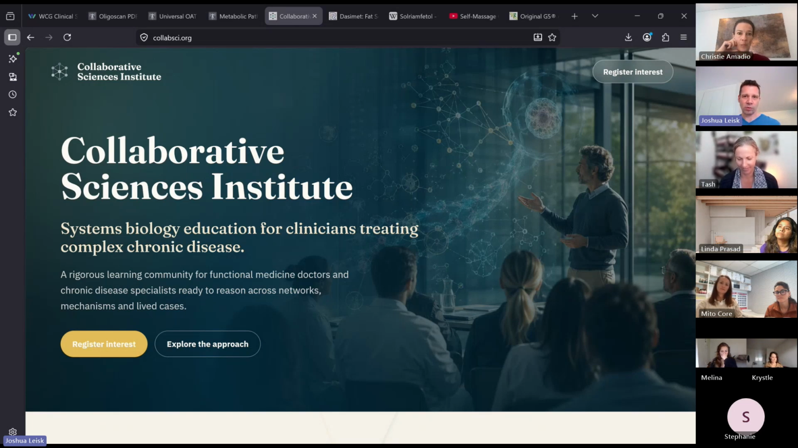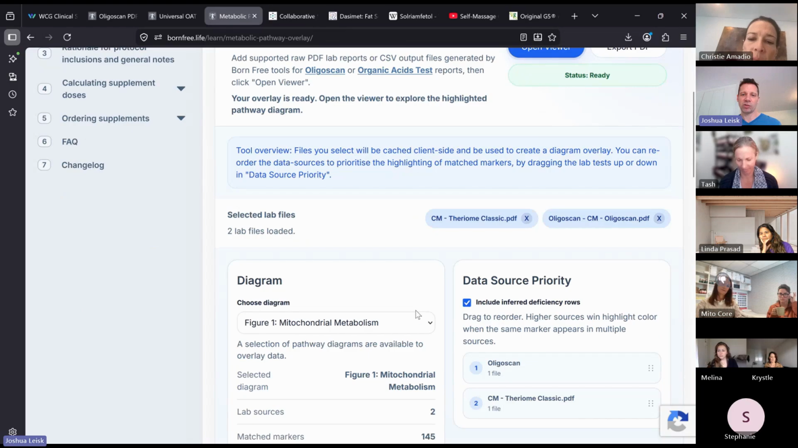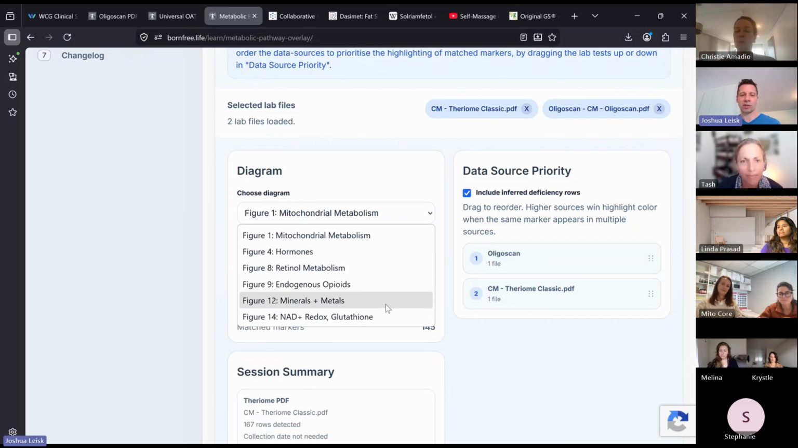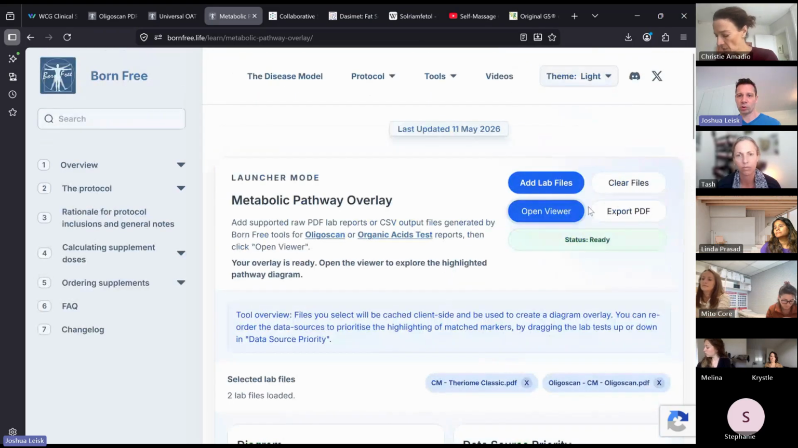So without further ado, I'll switch over to a couple of the tools. One of the tools, and this is my favorite, is the metabolic pathway overlay tool. I might start off with some of the simpler diagrams and talk about how this tool can be used with your Oligoscan data and your organic acid test data, whichever panels you happen to have. You can use this as a bit of a dashboard to get a feel for what's happening in the patient before diving into some of the more difficult things. I'll just bring this up.